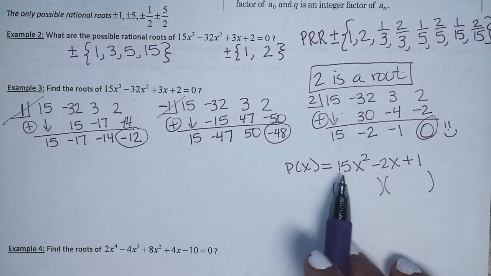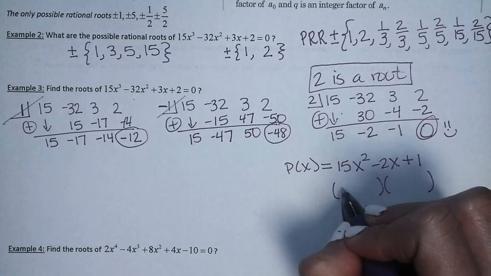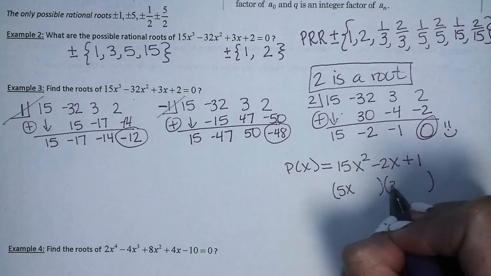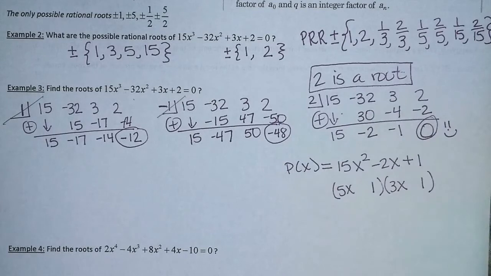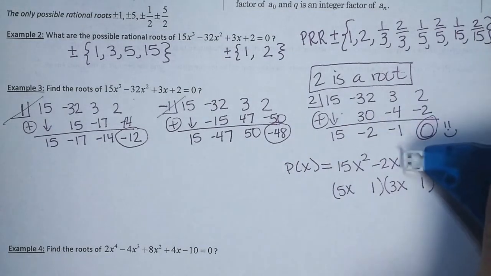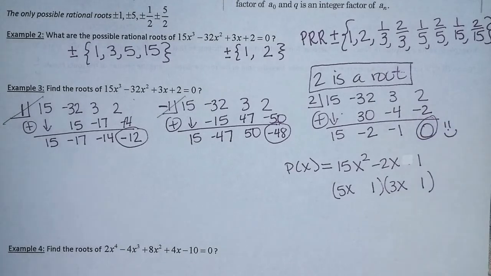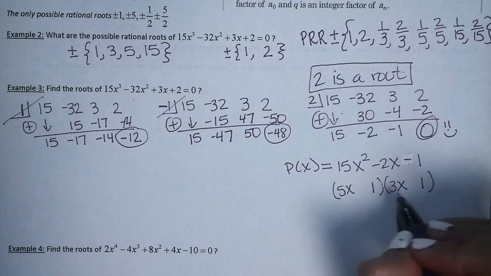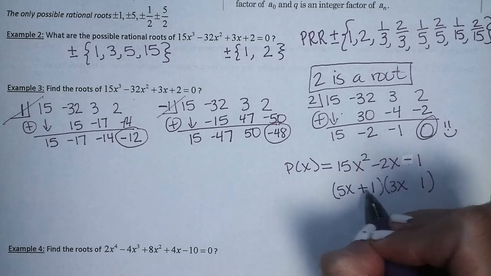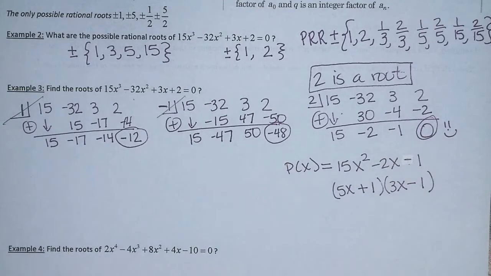Okay, so to give me a 15x squared, I think it's going to be 5x and 3x. To give me a 1, well, there's only one way, which is 1 and 1. And what did I do? Oh, that should be a minus 1 right here. Okay, that's a minus 1. So one of these needs to be positive, and one needs to be negative. This is going to work since negative 1 times positive 1 is negative 1.